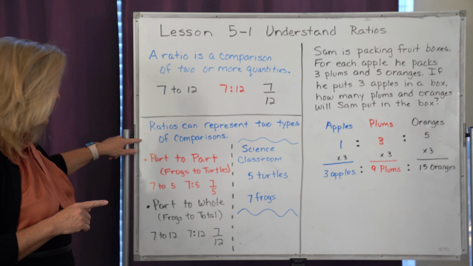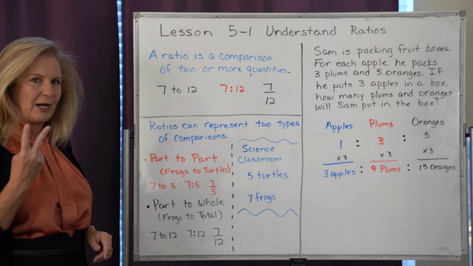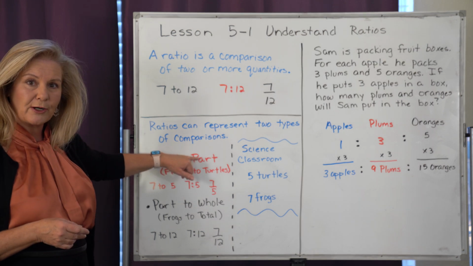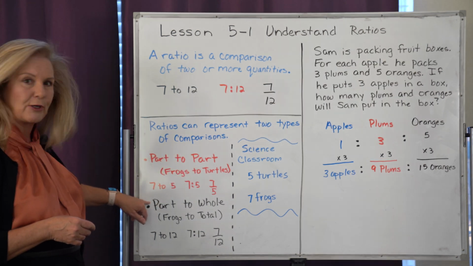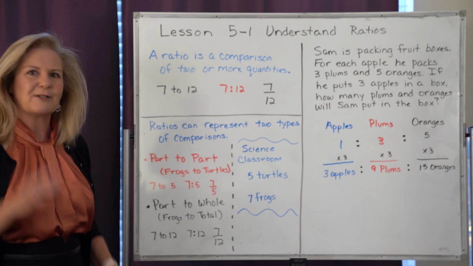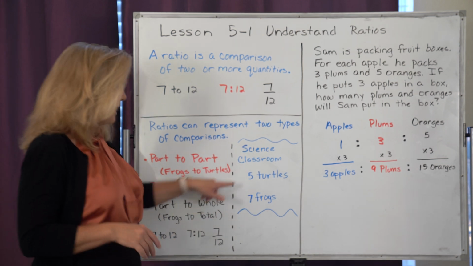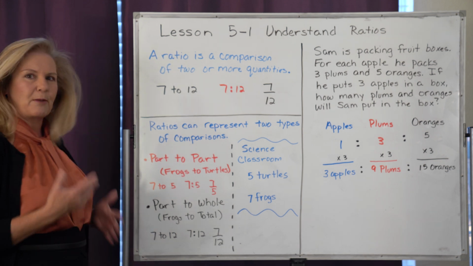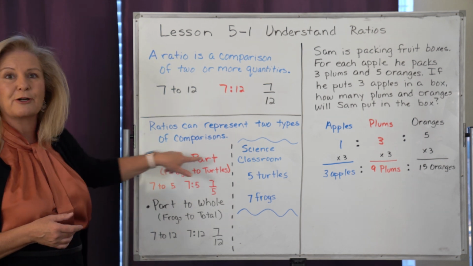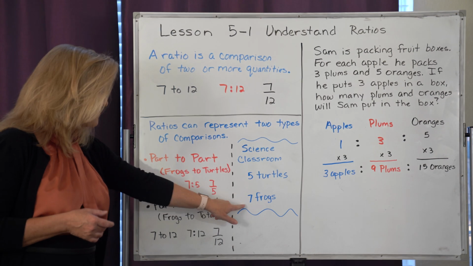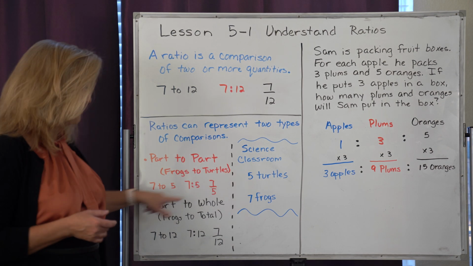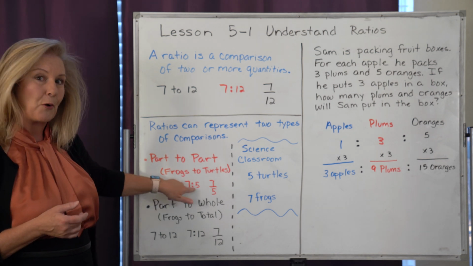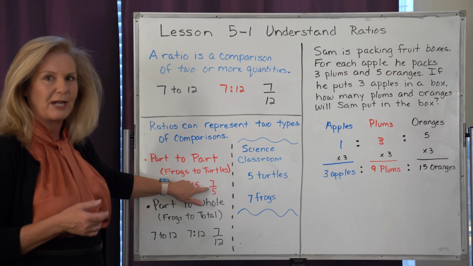Now when we look at ratios, there's two types of comparisons we can make. We can compare a part to a part, or we can compare a part to a whole. So here's an example. Say we're in a science classroom, and we have 5 turtles in the classroom and 7 frogs. And they might ask us to compare the number of frogs compared to turtles. Well, I have 7 frogs compared to 5 turtles, so I could write it as 7 to 5, or 7:5, or 7 compared to 5.